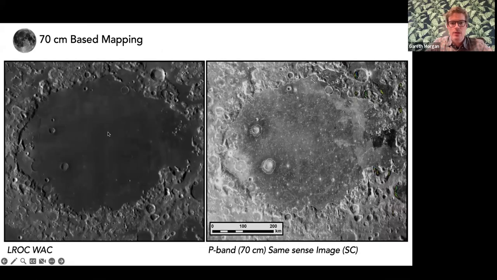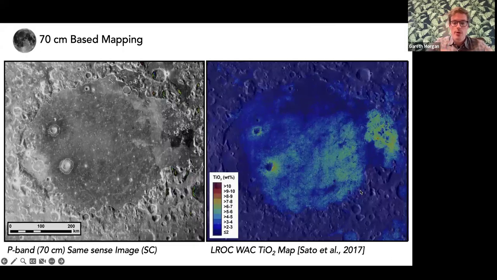Okay, and then let's have a look at the 70 centimeter based mapping from Mare Crisium. On the left here is the image data. On the right is the 70 centimeter data. What I was saying before is we think we're largely controlled by titanium. And so this is the titanium map from LROC.